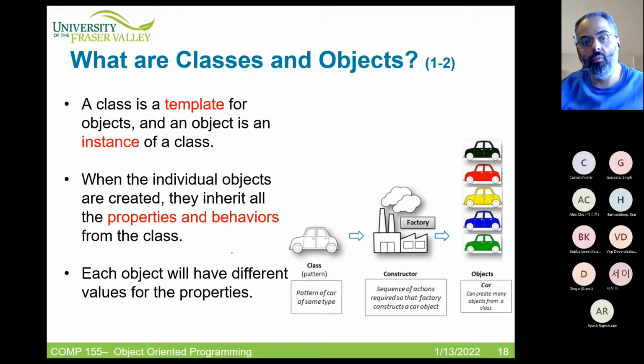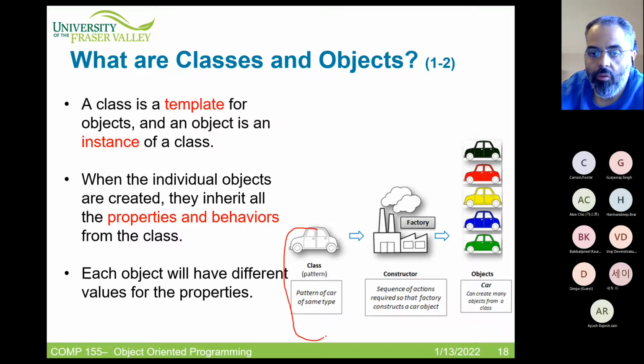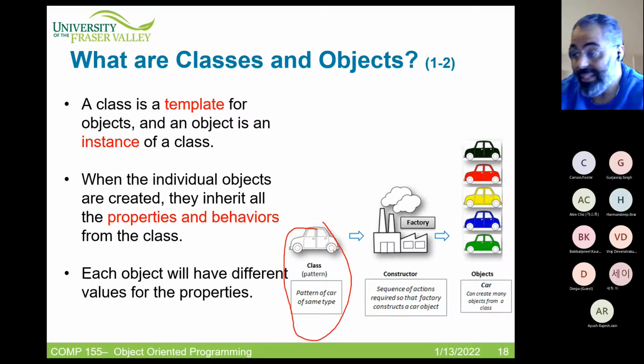So a class is a template, and an object is an instance of a class. When we inherit from individual classes, they will take all properties and behavior from those classes. You can see it here as a pattern. This is a class named car. For this car, I can define that it has length, width, depth, whatever. It has color, but it can have different colors. But it has color.